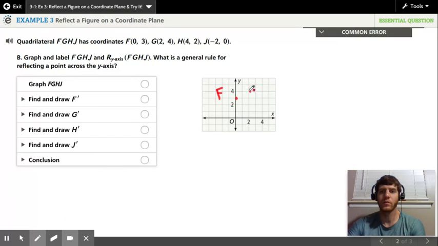Okay, 2, 4 is going to be G. 4, 2 is going to be H. And then negative 2, 0 is going to be J. So there's our quadrilateral.